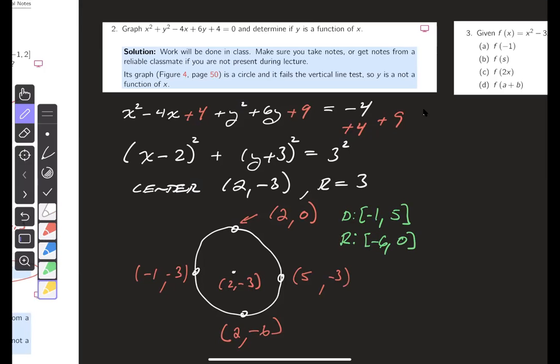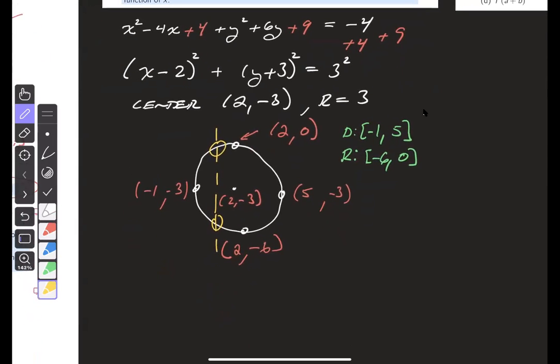Then it says determine if y is a function of x. Here's the deal. What you're going to do is you're going to draw a vertical line. I'll put one down over here. And what I notice with the vertical line, I can find a vertical line that goes through it twice. So I'm going to say this is not functional.